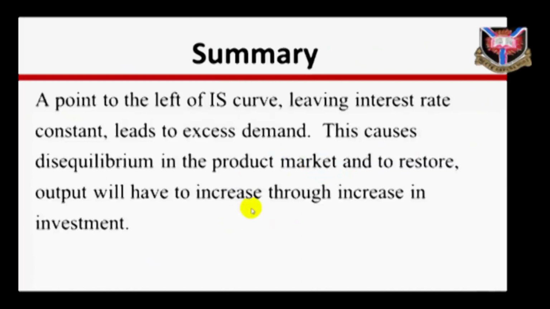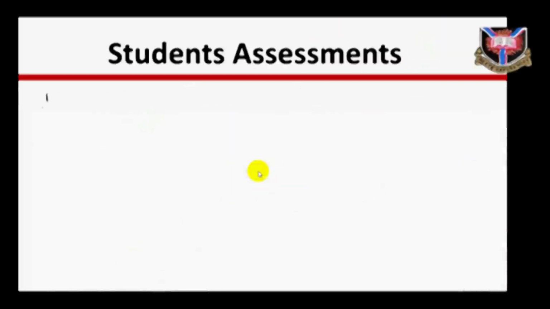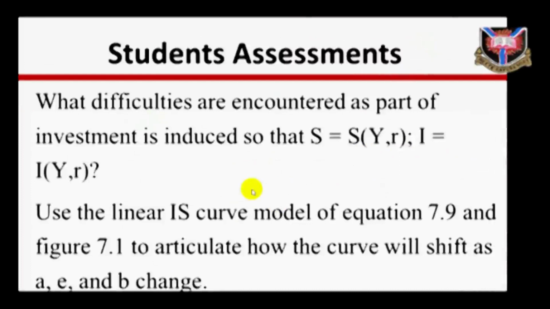A point to the left of the IS curve, leaving interest rate constant, leads to excess demand. This causes disequilibrium in the product market, and to restore equilibrium, output will have to increase through an increase in investment. A point to the right of the IS curve along the interest rate line leads to the opposite scenario.